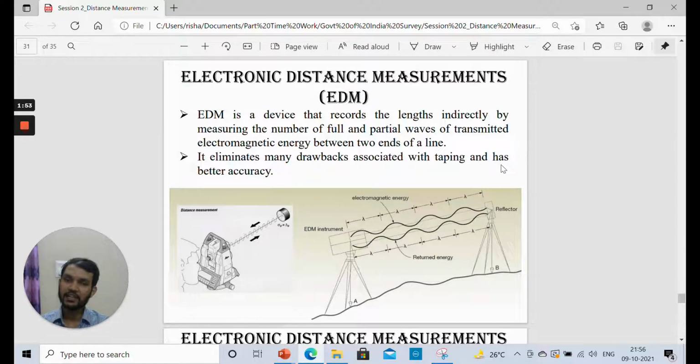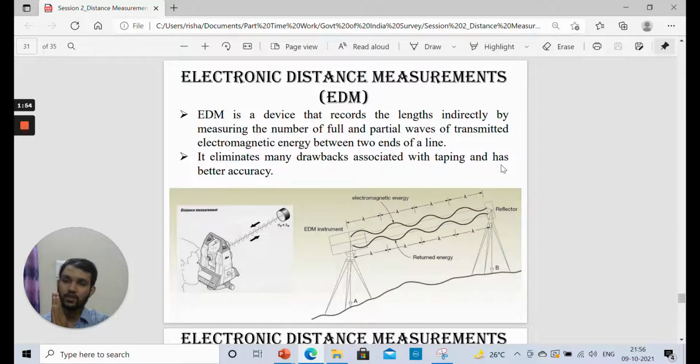In this we don't need to cover much, because most of the errors of the taping that we were talking about right now are eliminated in this, because all the readings in this are given with the help of an electronic instrument. In which electromagnetic waves are transmitted, and based on the total number of full and partial waves that have been transmitted, we get to know the total wavelength.